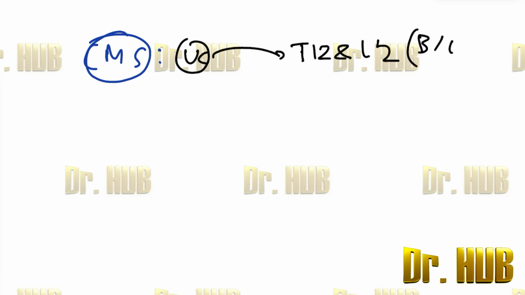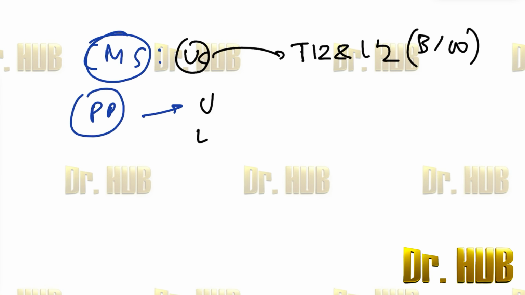Here the injury lies in the vertebral column, between T12 and L2. Next is the PS. PS means the pathophysiology. Pathophysiology wise, it is upper and lower motor neuron involvement.